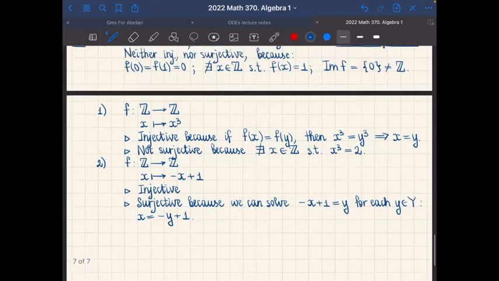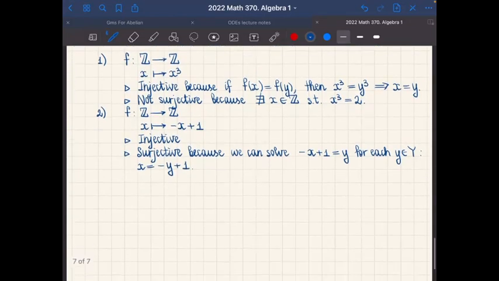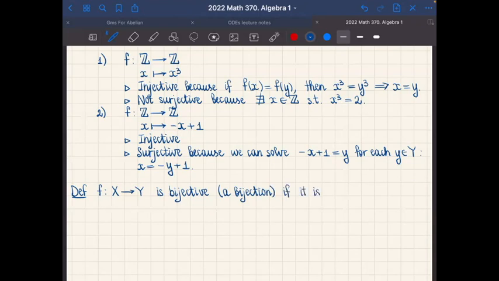And when a function satisfies both of these properties, it has a special name. In this case, we say that f is bijective or a bijection. It is a bijection if it is both injective and surjective.